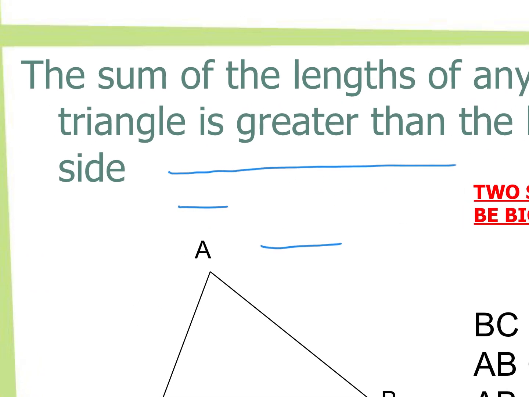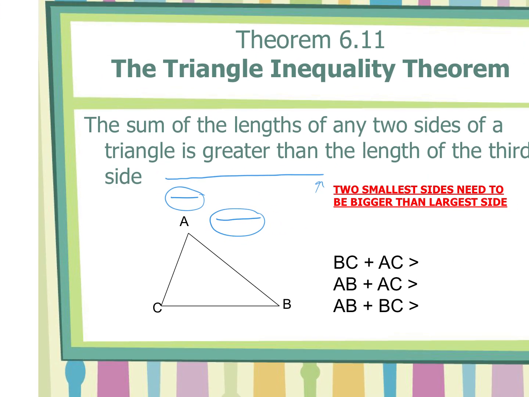Because do you guys agree that these two pieces, even if I put them as close together as possible, it'll never reach this piece over here? It'll never connect to the long side of the triangle? So in order to have a triangle, part of the requirements is the two smallest sides need to be larger than the largest side when you add them together, okay?